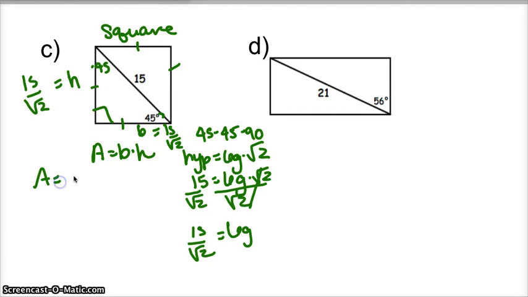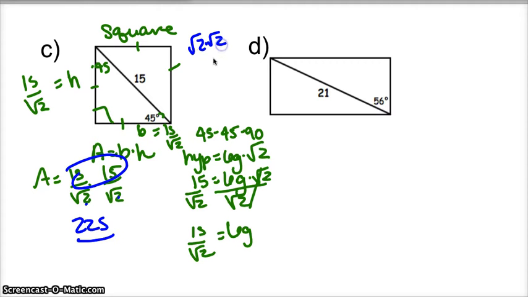So area equals 15 over the square root of 2 times 15 over the square root of 2. Your calculators may be able to handle this if you enter it properly, but when we multiply tops and tops, bottoms and bottoms, the square root of 2 times the square root of 2 gives me the square root of 4, which is just a plain old 2. So it turns into 225 divided by 2, which is 112.5 units squared.